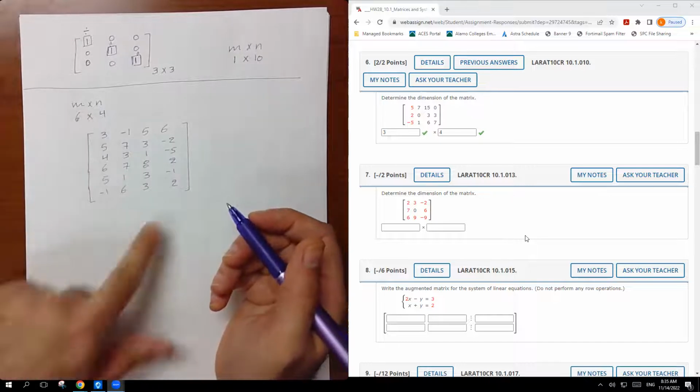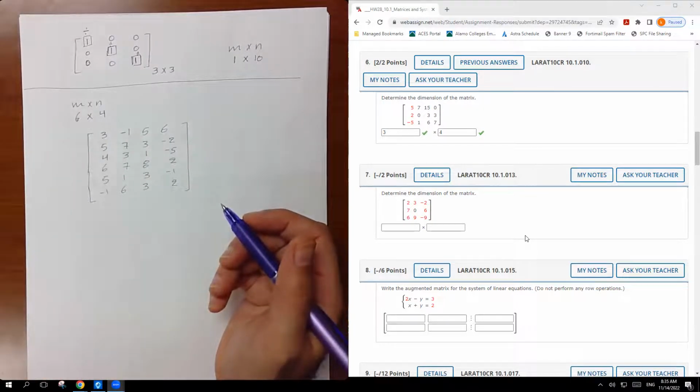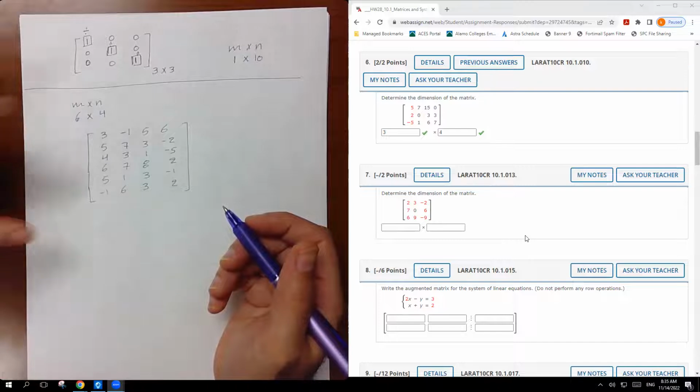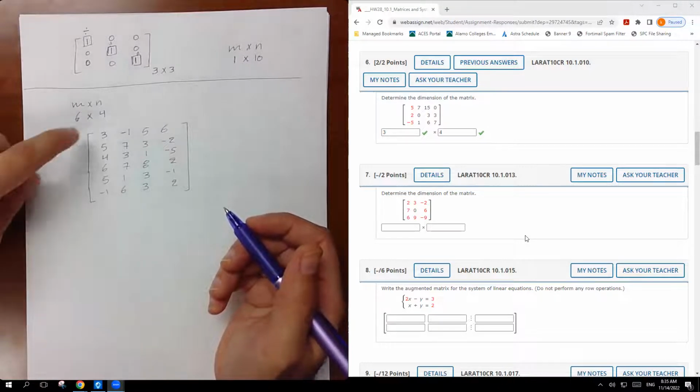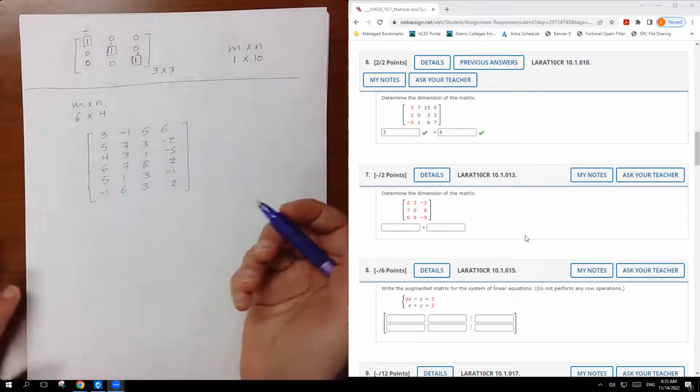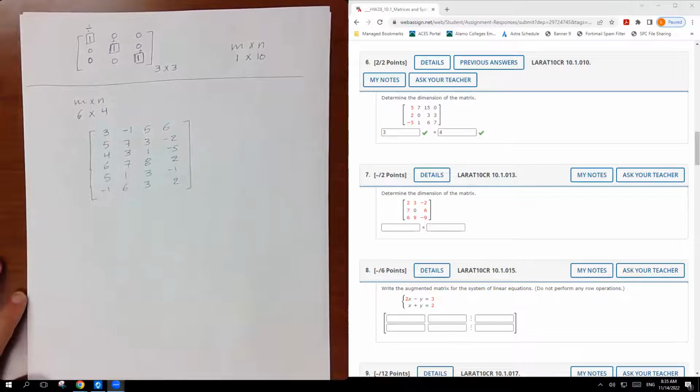I didn't ask you which numbers you're going to choose here. So you're going to choose a random number. But our goal for this example is to write down a matrix with 6 rows and 4 columns. Okay? Just the dimension.